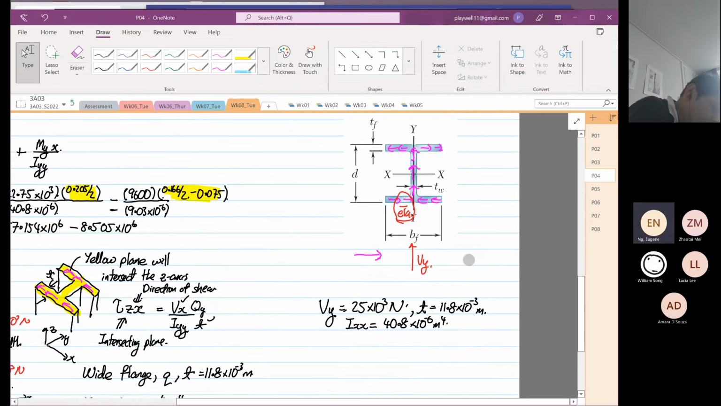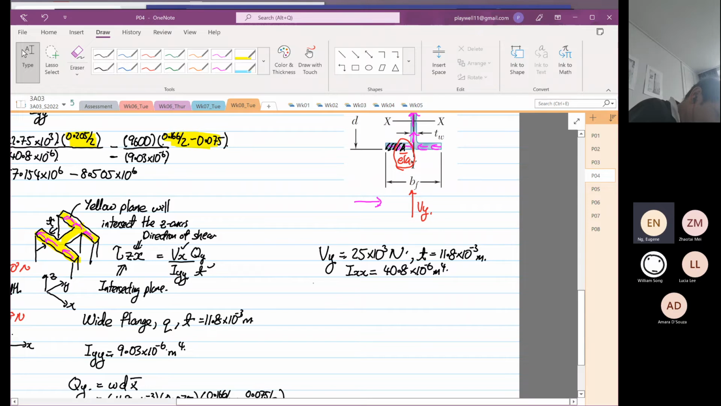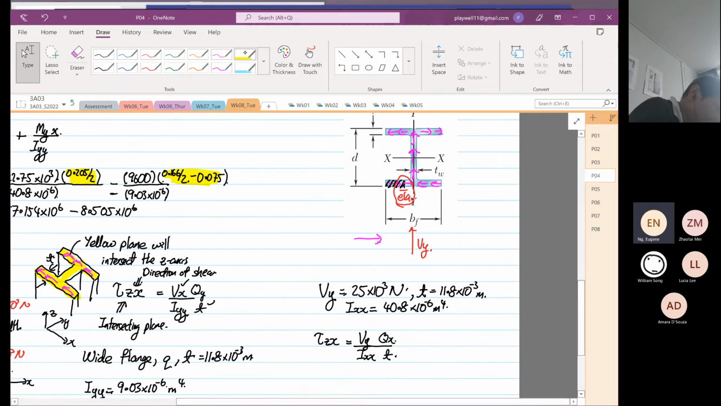Right? So now the area we're going to consider is this area, still the same, right? But it's going to be what? So the formula, the shear stress is still the same. Shear stress, Zx, is equal to Vy over Ixx times Qx divided by t. Okay. So the first moment of area is about the X-axis. Okay, so we have interest in Qx.